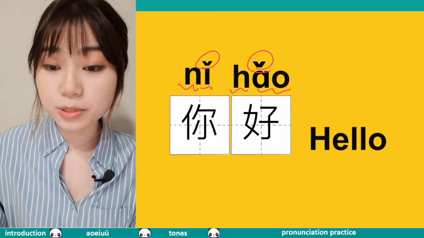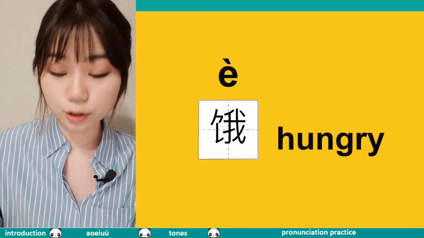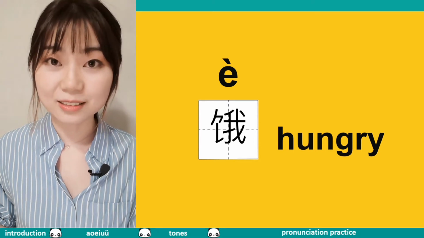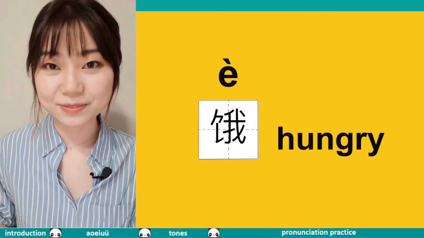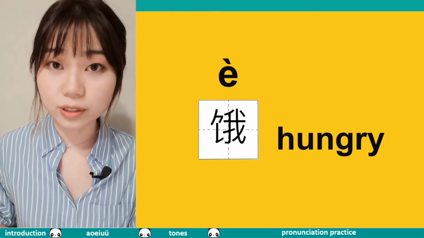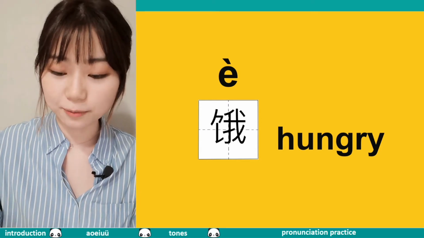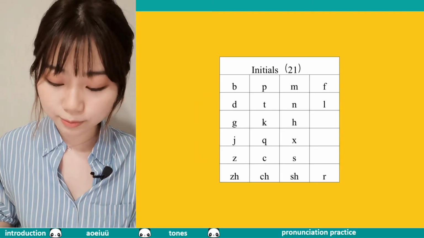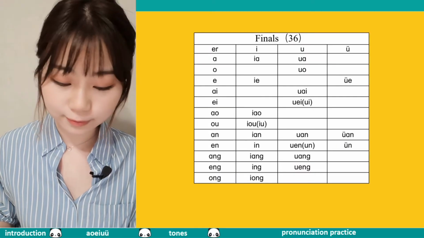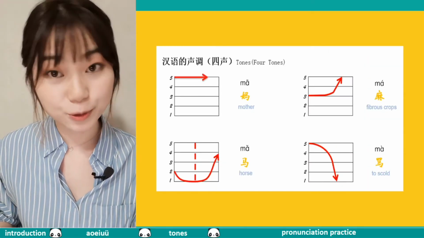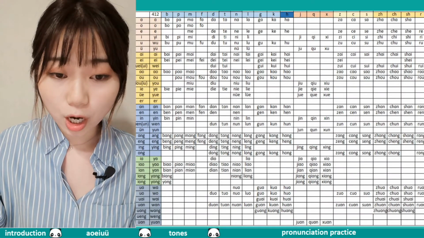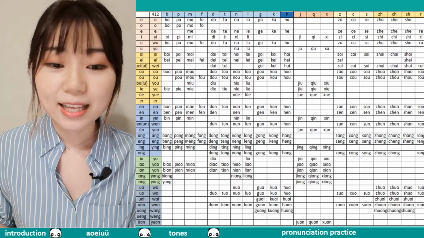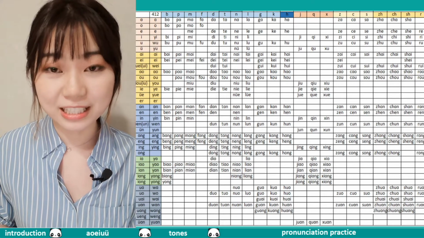And there are also some syllables that only have a final and a tone. Like this word, which means hungry in Chinese. A Chinese syllable can have no initial, but must have a final and a tone. In the Pinyin system, we have 21 initials, 36 finals, 4 tones, and a neutral tone. And all these initials and finals have over 400 combinations. Add tones, and that's all the syllables you can find in Chinese.